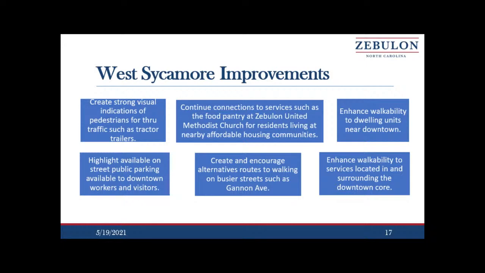We want to continue connections to services such as the food pantry at Zebulon United Methodist Church for residents living at nearby affordable housing communities. We want to enhance walkability to dwelling units near downtown. We want to highlight available on-street public parking available to downtown workers and visitors. Create and encourage alternative routes to walking on busier streets such as Gannon, and help enhance walkability to services located in and surrounding the downtown core.